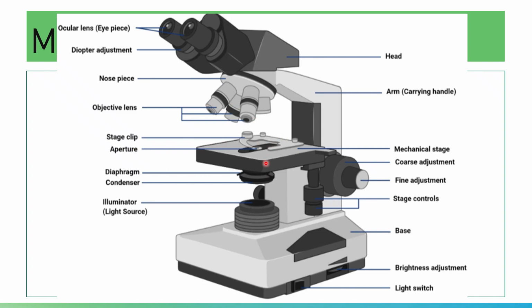Your aperture, your condenser, your illuminator, the light source, brightness adjustment knob, or the rheostat, or the light intensity adjustment. You have the base that houses the electronics, and then your stage controls: the Y knob, the X knob, the fine adjustment knob, the coarse adjustment knob. There should be a knob, if you were asked. This is a mechanical stage. You have the arm and the head.